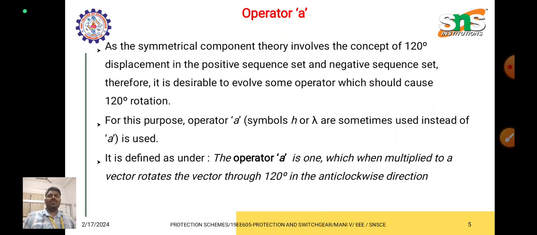It is defined as follows: the operator A is 1, which when multiplied to a vector rotates the vector through 120 degrees in the anti-clockwise direction. So here the operator A is 120 degrees in displacement, A square will be 240 degrees, and A cube will be 360 degrees, or it may be called 0 degrees. Okay, so A means 1 at 120 degrees, A square means 1 at 240 degrees, and A cube is nothing but 1 at the angle of 360 degrees.